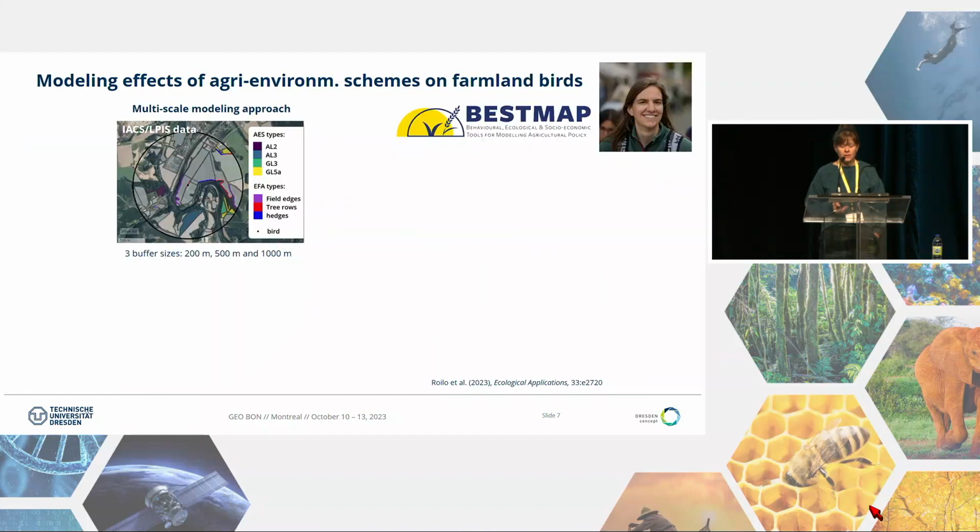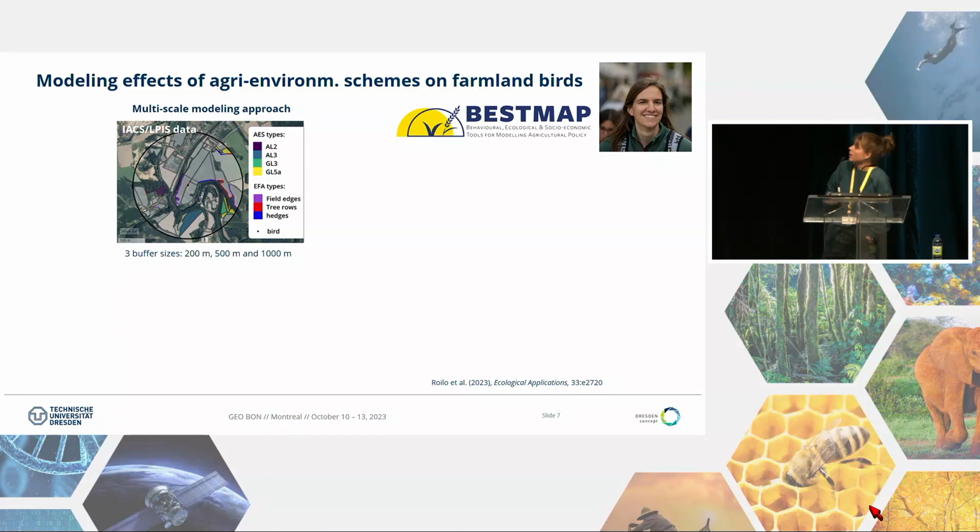The good news is such data actually exists, at least in Europe. It's this acronym that you see here, the IACS-LPIS data. It's a very, very rich data source. It's very hard to get. We had this European project funded by the European Commission with case studies in several European countries. It took us 2 years to get access to these data, which were really crucial for the project. The data set is nice because it has field-level information on crop types, on agro-environmental schemes that are applied, and even on the areas in between, if the farmers get money for them, like field edges, tree rows, hedges, and so on. So it's a very rich data set.